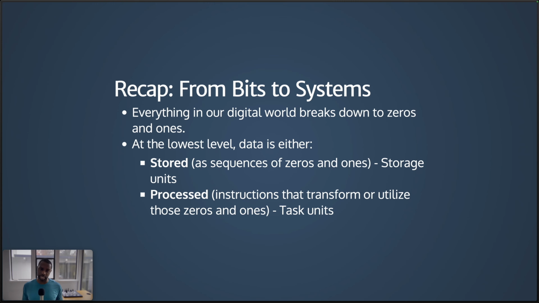So, a recap from bits to systems. So, remember, everything in our digital world breaks down to zeros and ones. And at the lowest level, data is either stored as sequences of zeros and ones, and we use storage units to represent that, or processed instructions that transform or utilize those zeros and ones. We represent that here as task units.